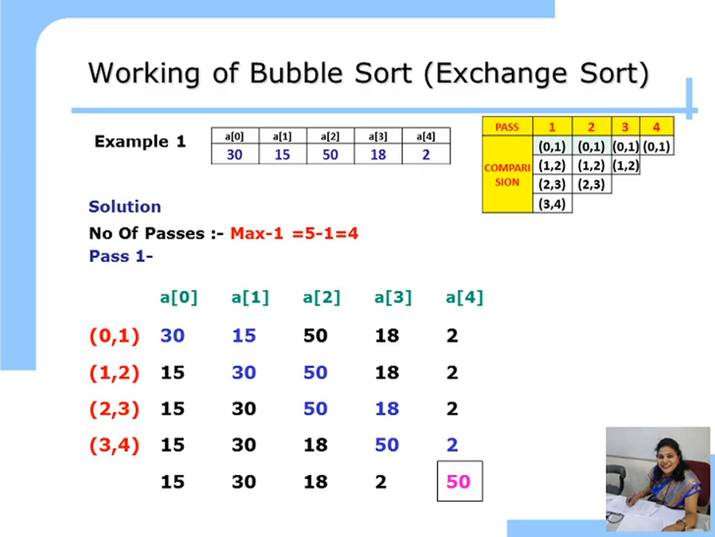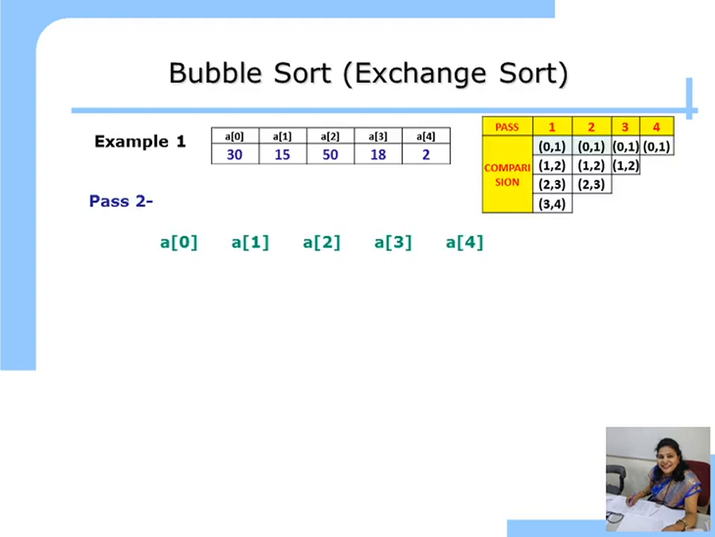So remember that the output of pass 1 will be the input of pass 2. What is the output of pass 1? It is 15, 30, 18, 2 and 50. So this will be the input for pass 2: 15, 30, 18, 2 and 50.